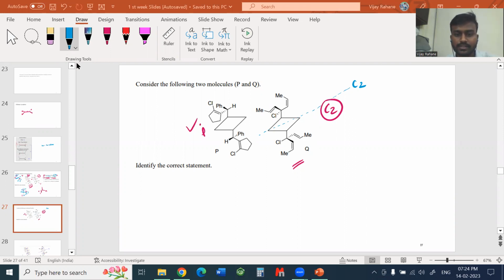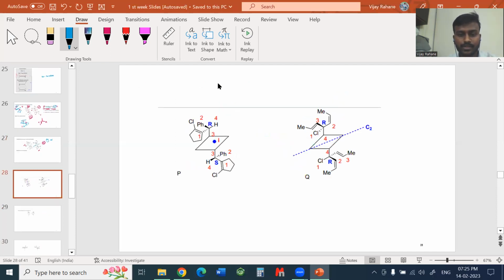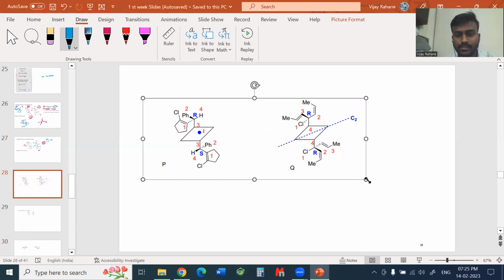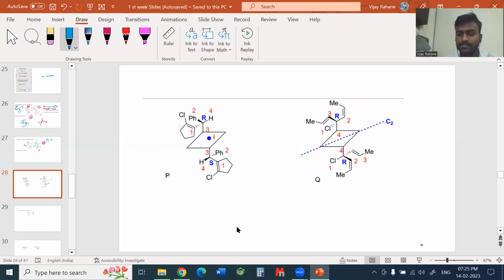This molecule, Q, has the C2 axis, right? The C2 axis passes through this carbon atom, the carbon atom, and the center of this ring. So we can rotate this molecule by 180 degrees. Then we can visualize it. See, these groups are the same. After doing the C2 operation, how will this molecule look? I will show the pre-drawn structure here, so you can visualize it, right?